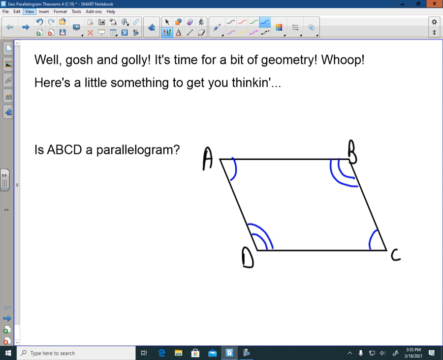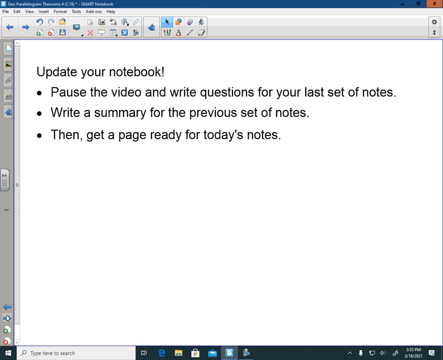So sometimes we have to be clever. Sometimes we're being told that an object is a parallelogram because it has the parallel symbols. Sometimes you have to dig into it a little bit and look at the sides. Sometimes you have to look at the angles. But there's a lot of different ways to talk about whether or not you have a parallelogram. And today we're going to actually talk about two more. So let's get your notes updated, and then we'll get right into that.